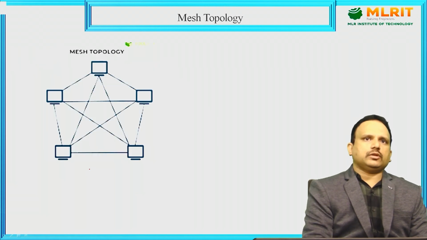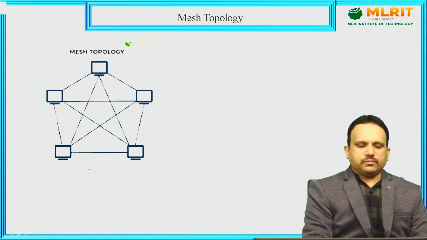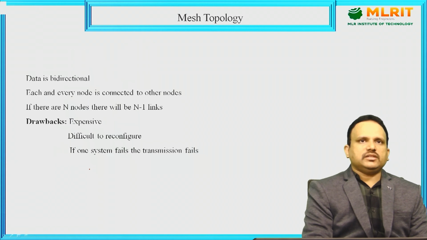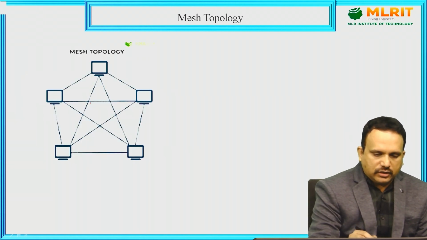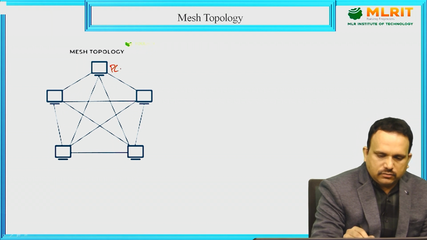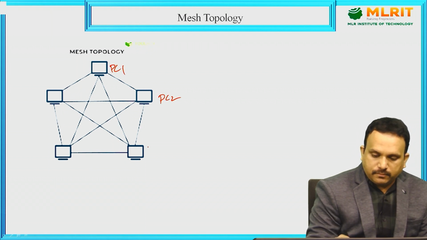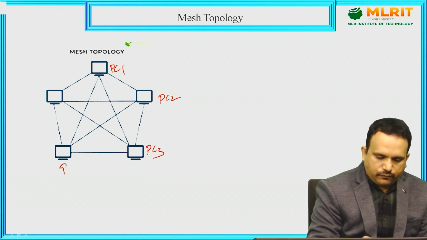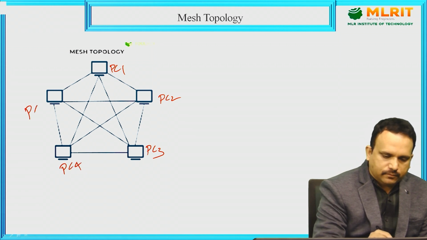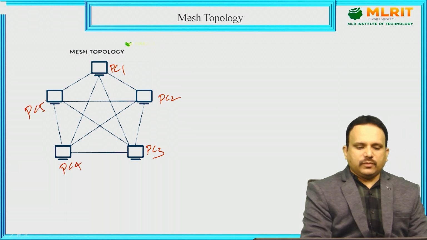Coming to the mesh topology. The next topology is the mesh topology. Each and every system is connected to all the other systems in the network. So data transmission is bidirectional here. If you see here, PC1, PC2, PC3, PC4, PC5, the data transmission will be bidirectional.